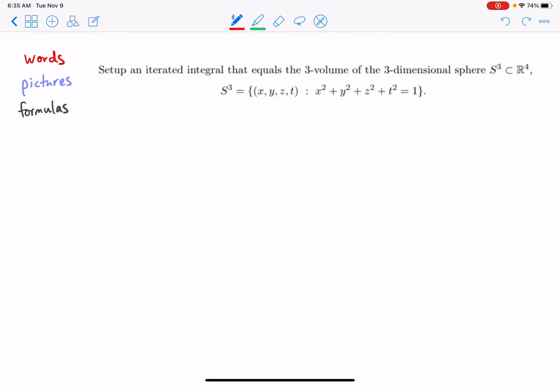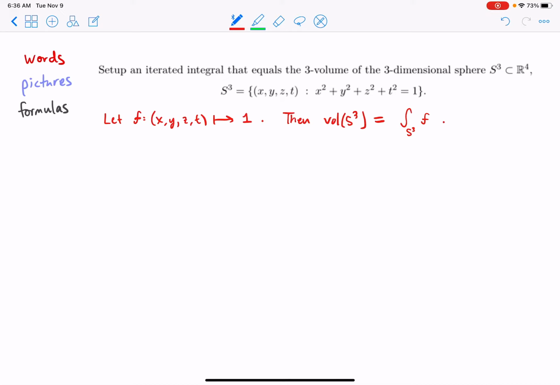Okay, hello everybody. So let's compute the three-dimensional volume of the three-dimensional sphere that lives in four-dimensional space, namely all the points in 4D that satisfy this equation. Okay, so let f be the function that sends a point in four-dimensional space to the number 1. Then the volume of the three-dimensional sphere is equal to the integral over the three-dimensional sphere of the function f.